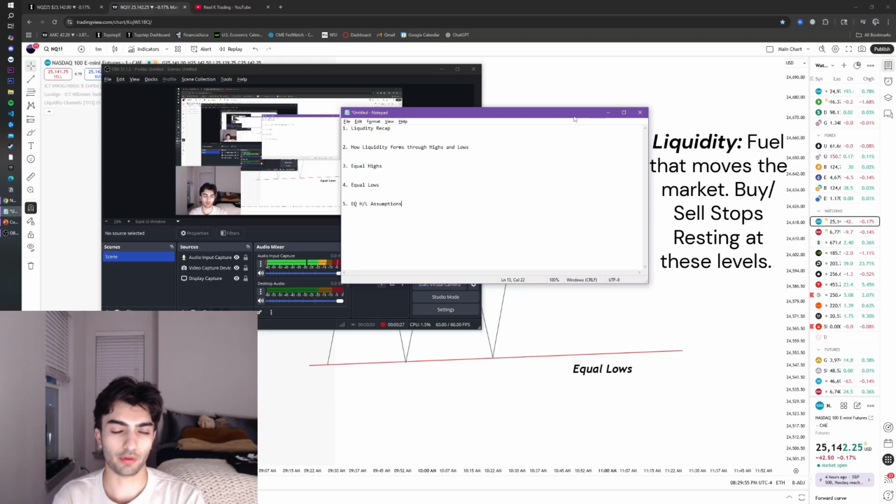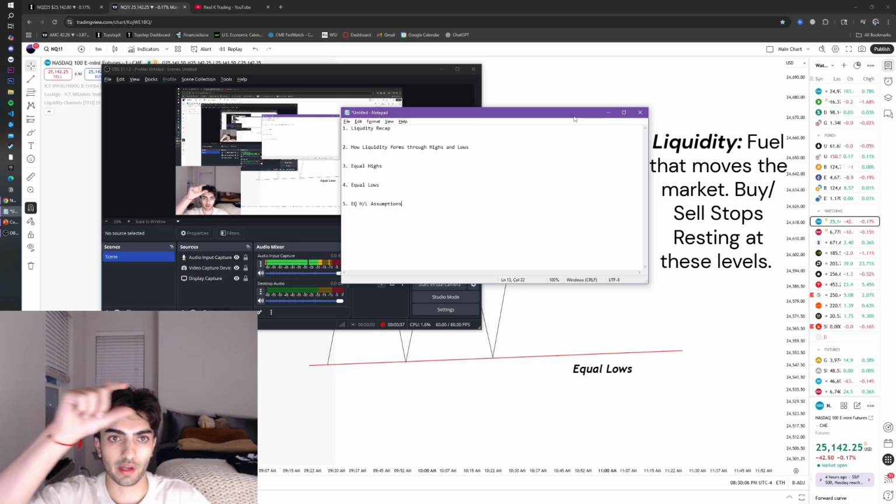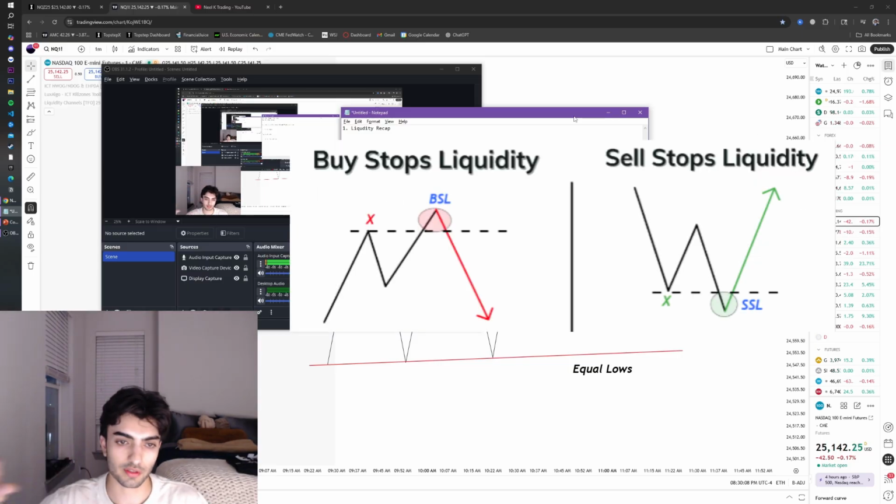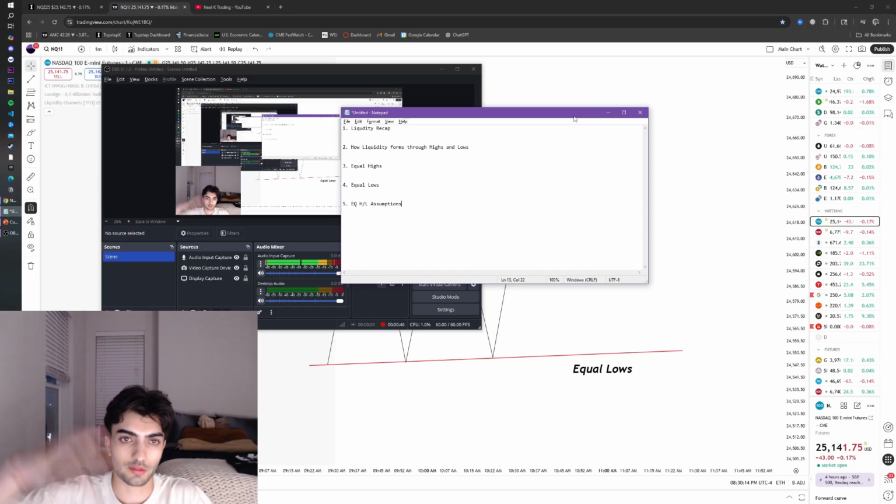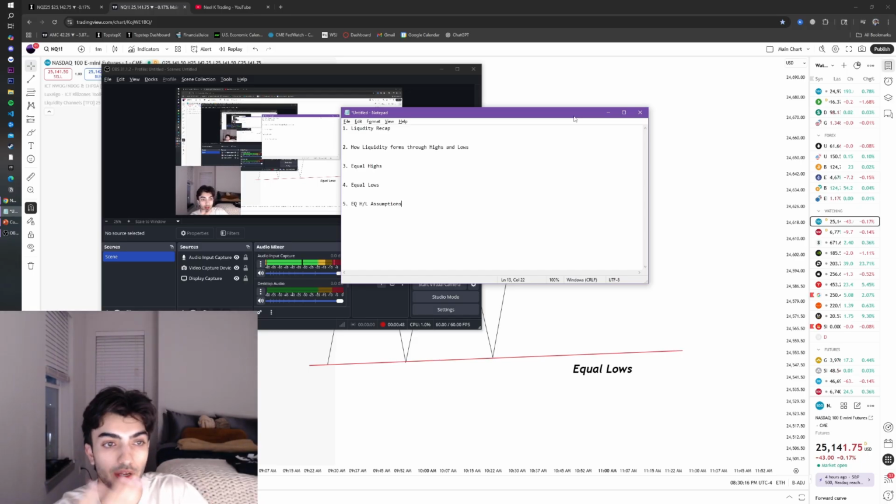So quick recap on liquidity that we did last week. Liquidity is pretty much the fuel that moves the market. If you go back, you can see at the top of the range, it's where we have buy stops. At the bottom is where we have sell stops. Anyone who's going short has their buy stop set above there. Anyone who's going long has their sell stop set at the bottom.